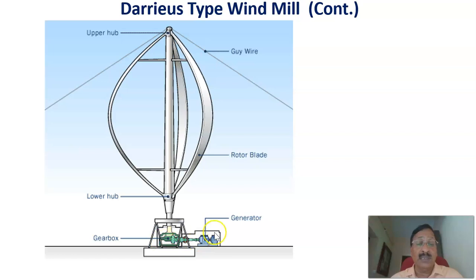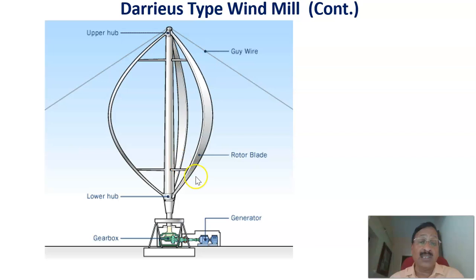This mechanism is there, and after that the speed is increasing. Basically, here the speed is less, and it is increased by the gearbox arrangement, so that the speed of the rotor of the generator increases, or is made to the required value, and the generator generates the electrical energy that is available at the output.